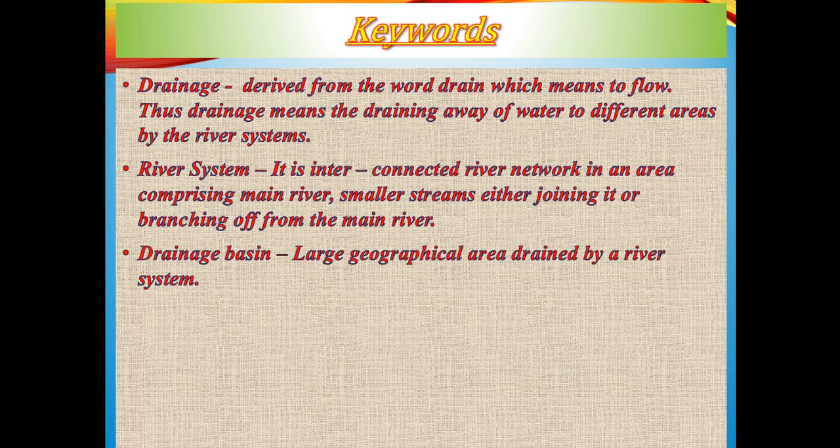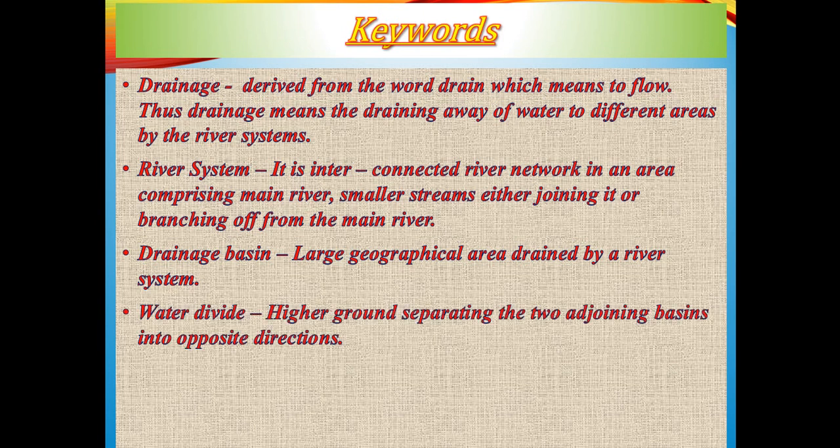Next, what is drainage basin? It is a large geographical area drained by a river system. And just now we discussed what a river system is. It is a large network. So when a large area is drained by a river system, that is termed as drainage basin.